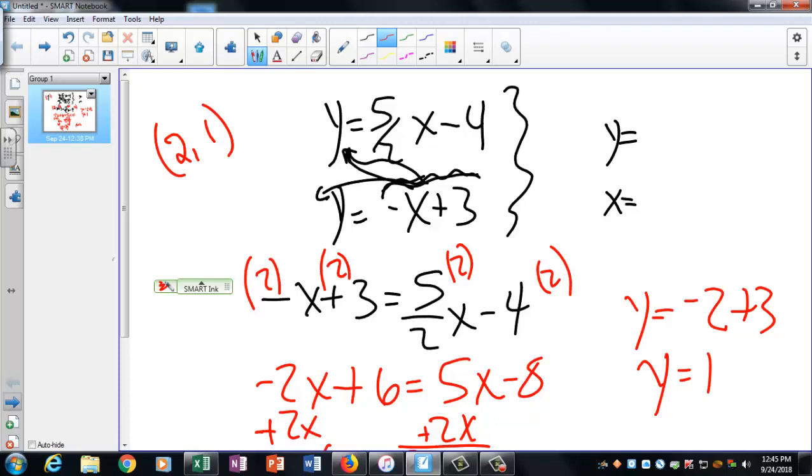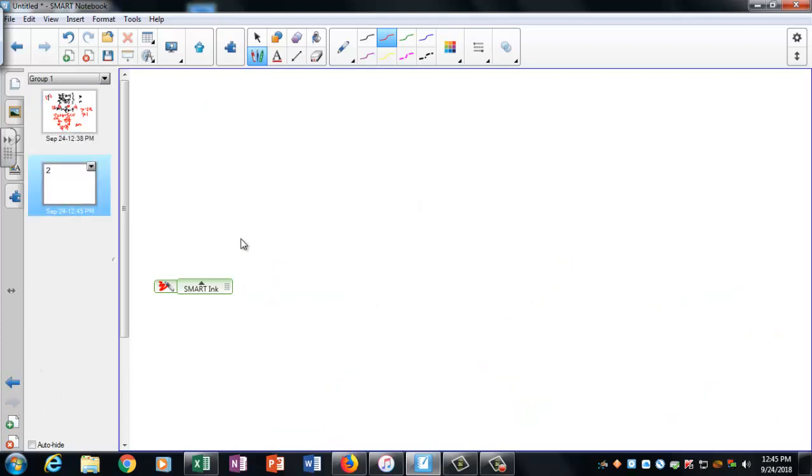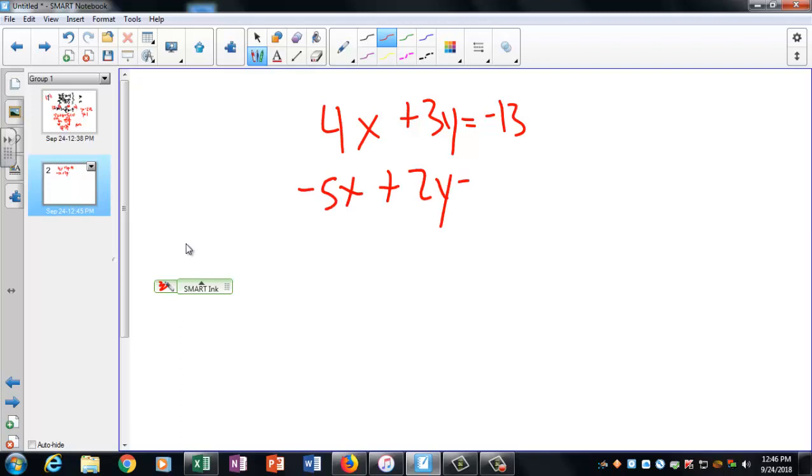Now, what if I don't tell you to solve by substitution? Then the other way that you can do it is elimination, and we're going to do that one here. 4x plus 3y equals negative 13, and negative 5x plus 2y equals negative 24.